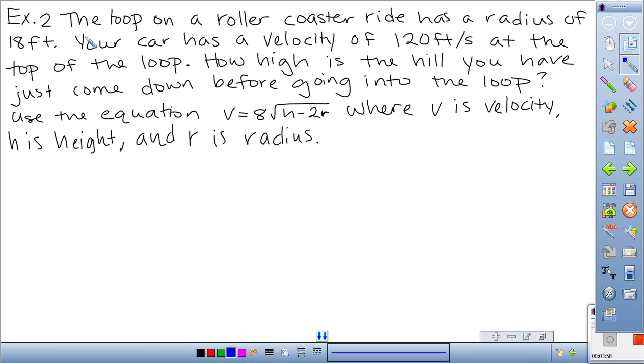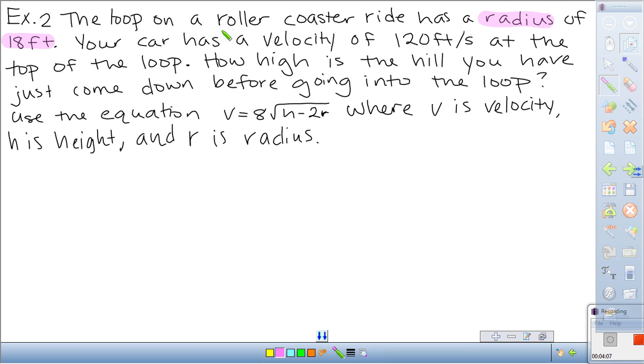Okay, example 2. Here we have a real-world example. The loop on a roller coaster ride has a radius of, and anytime I see numbers, I know that's going to be important, so I'm just going to go ahead and highlight that, a radius of 18 feet. Your car has a velocity of 120 feet per second at the top of the loop. How high, that's what we're trying to find, is the hill you have just come down before going into the loop. So I'm trying to find the height, how high.